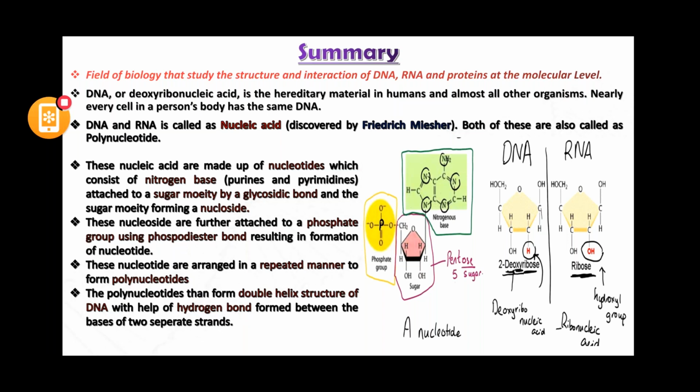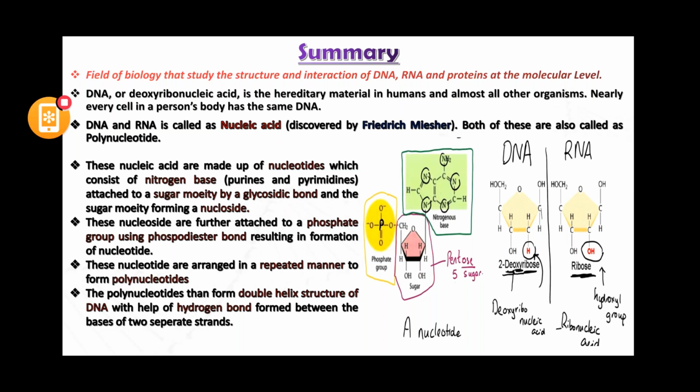The composition of the DNA varies from person to person, but each and every cell in a person's body has the same DNA, the same type of DNA in a single person. But if we compare with another person, there will be a 1% difference in the DNA sequence.